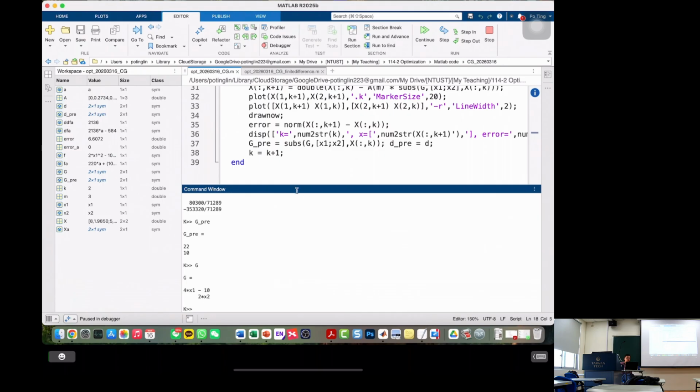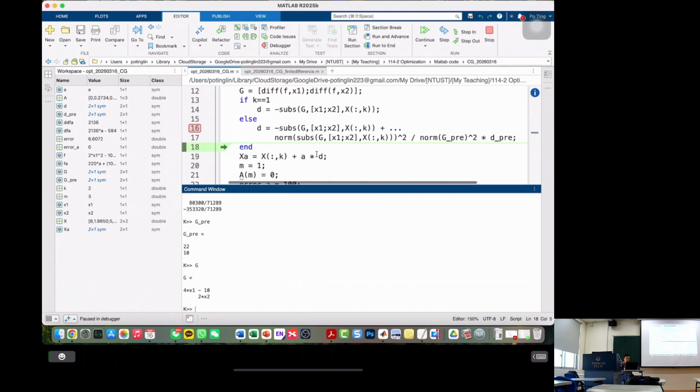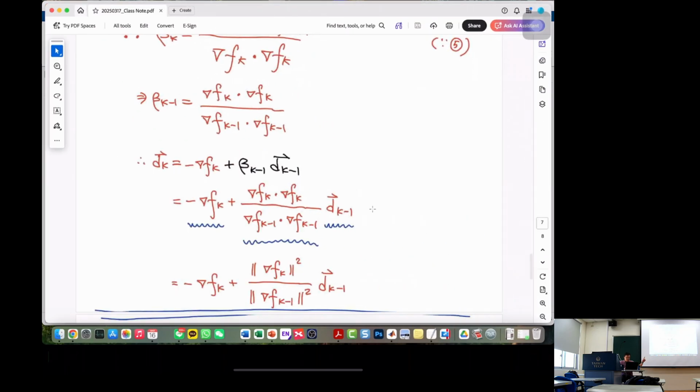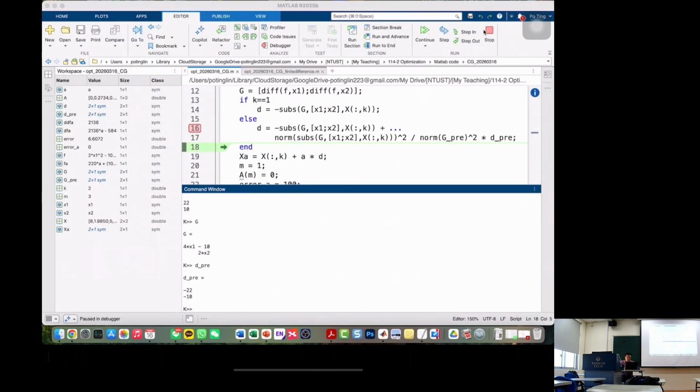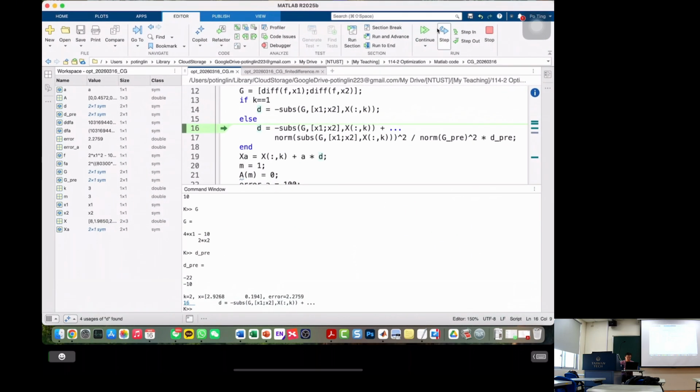G previous 22 and 10. How about D previous? Negative 22 and 10. Yep. Let me check on the equation. Did I plug in the right equation? Current over previous, yes. Should be correct. Okay. Continue.